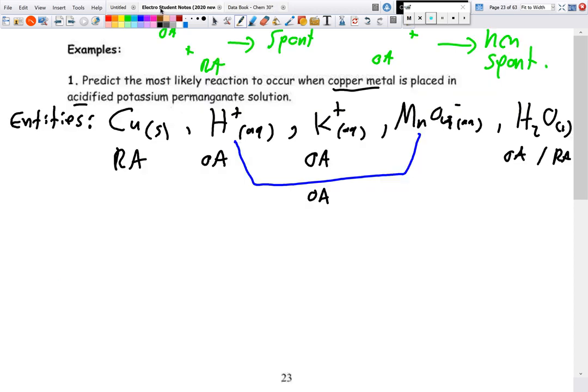So what we are going to do is list this. Acidified permanganate is my strongest oxidizing agent, and everything else I list as an oxidizing agent, I'm just going to scratch out. So next, I'm going to find my strongest reducing agent, which is either between water or copper solid.